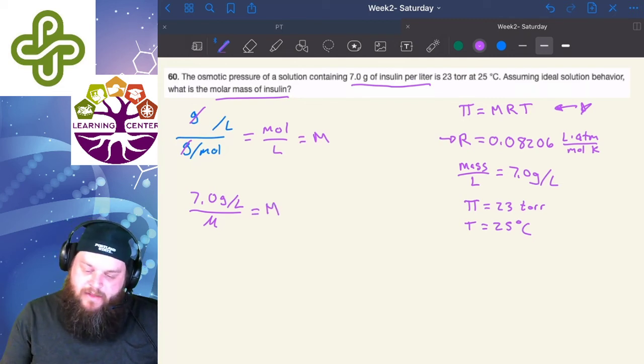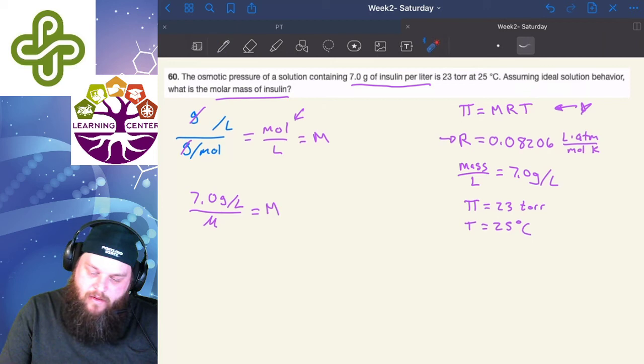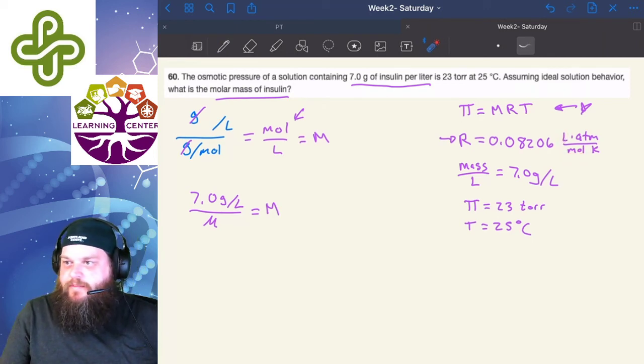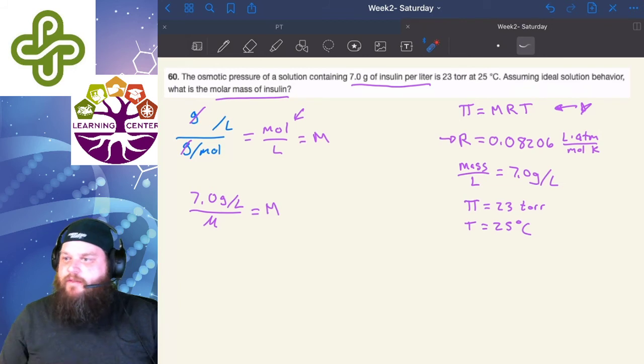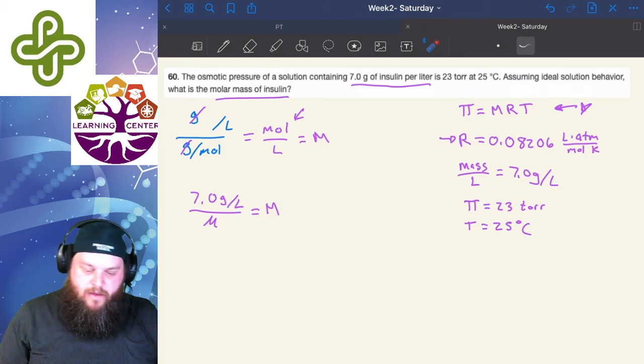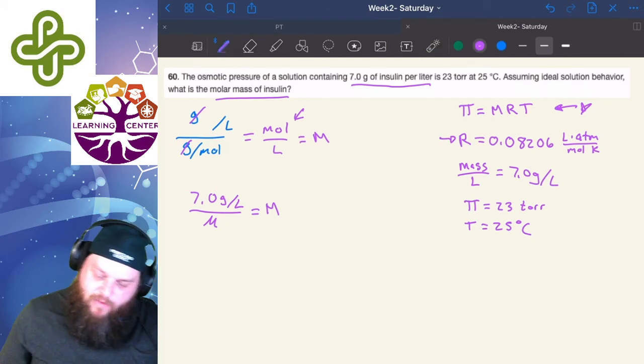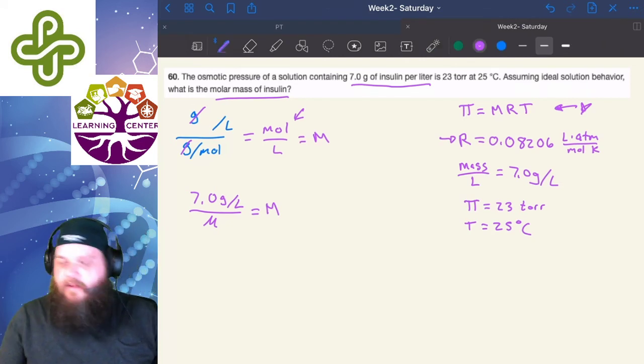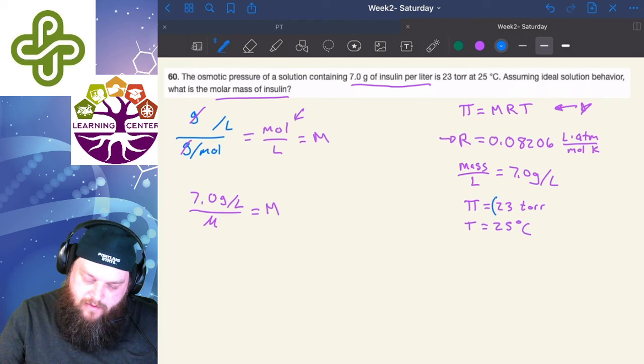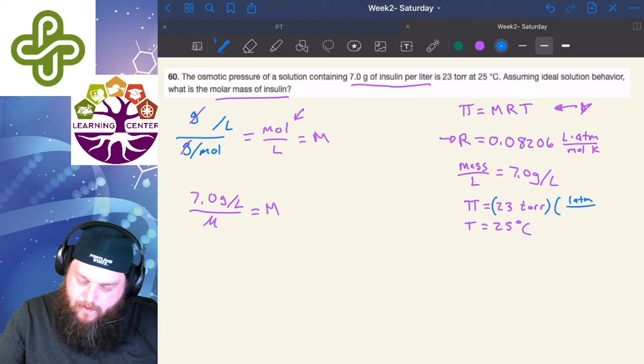And that'll put things in the right ballpark of units too, because that's going to equal moles per liter. Now we can cancel out our moles and our liters when we multiply, leaving us with atmospheres per Kelvin. So looking at my atmospheres, I have 23 torr. So we need to convert that. To convert that, the basic conversion ratio is 1 atmosphere divided by 760 torr.